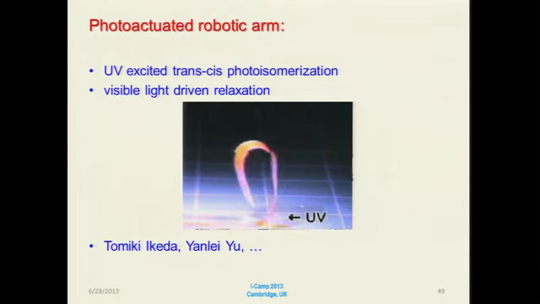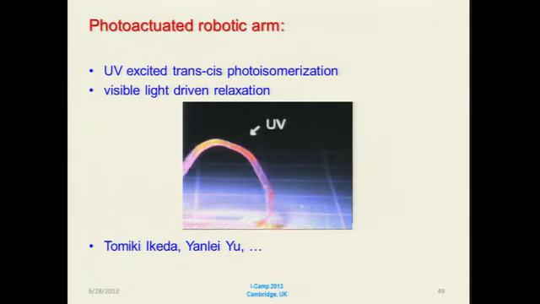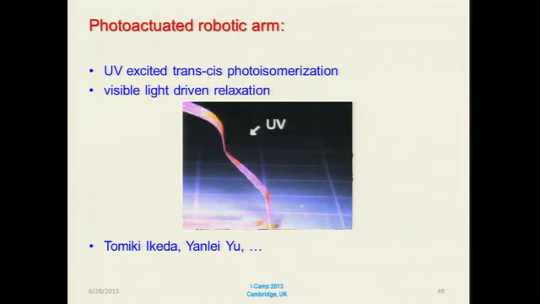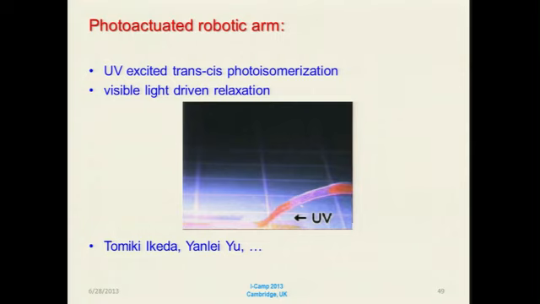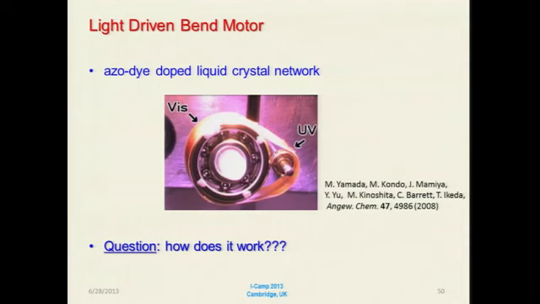Now here's another interesting material made by Ikeda and Yanlei Yu. So this is a robotic arm. And again, it has two kinds of illumination, and you can make it do really clever and impressive things. So I think this is really a marvelous piece of work, indicates the kinds of things that are possible.